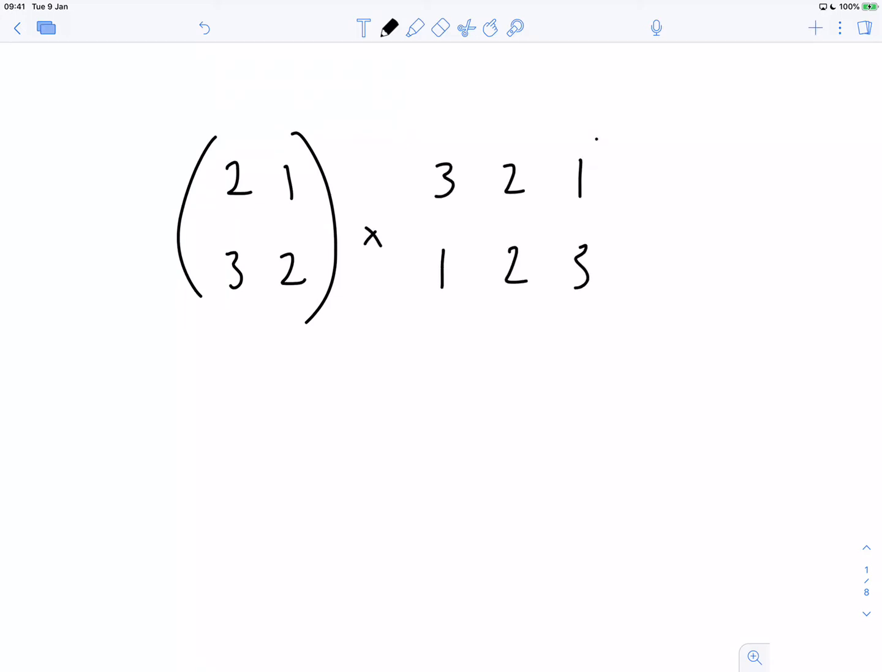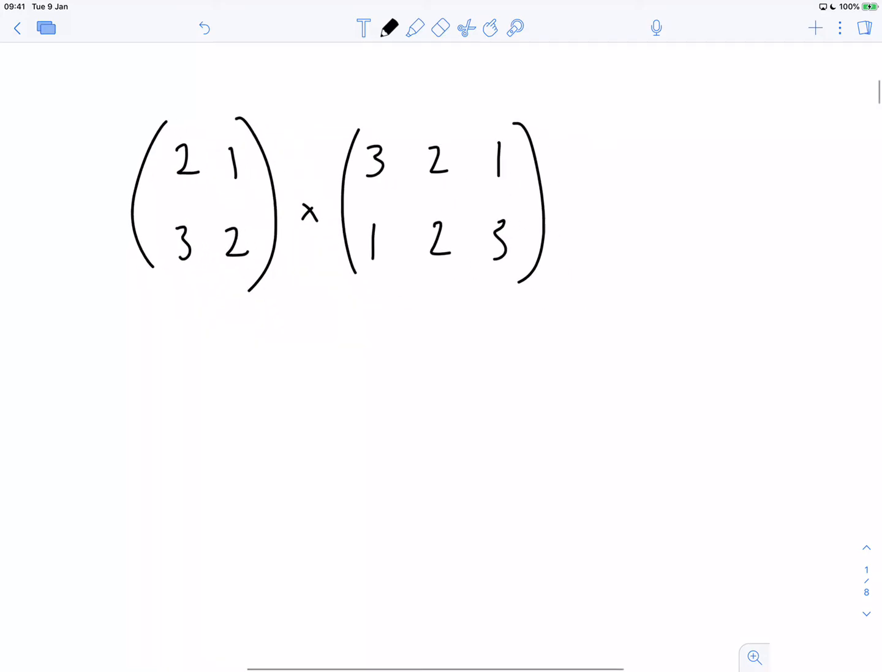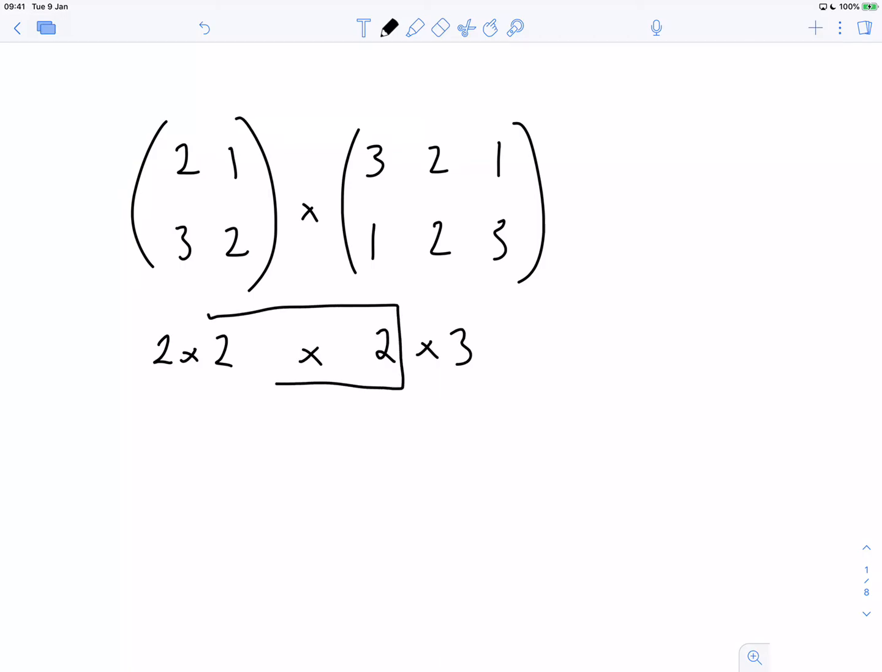So let's suppose I've got 2, 1, 3, 2 multiplied by 3, 2, 1, 1, 2, 3. Okay, well, let's think about this one. I've got a 2 by 2 matrix here, and I'm multiplying it by a 2 rows by 3 column matrix here. I check these two numbers. They're the same, so this matrix multiplication will work, and it'll output a 2 by 3 matrix. So I know it's going to output 1, 2, 3, 1, 2, 3. It's going to produce 2 rows by 3 columns.